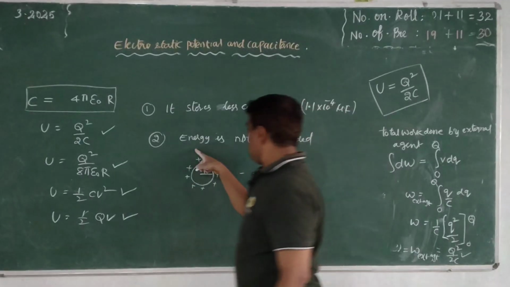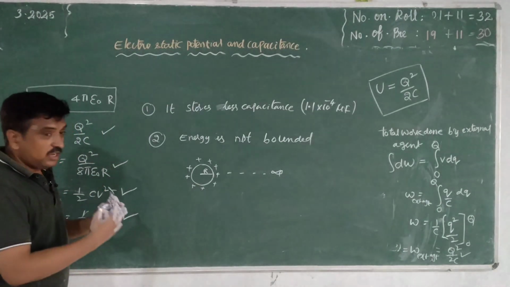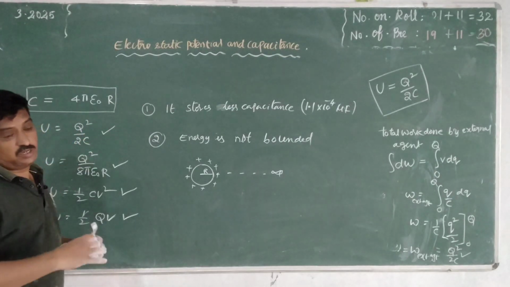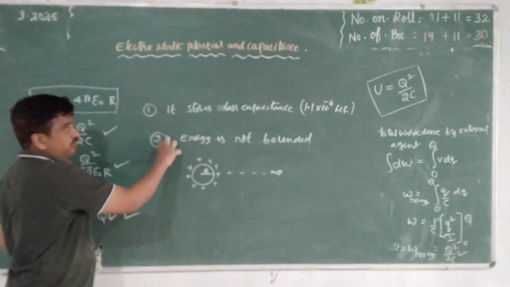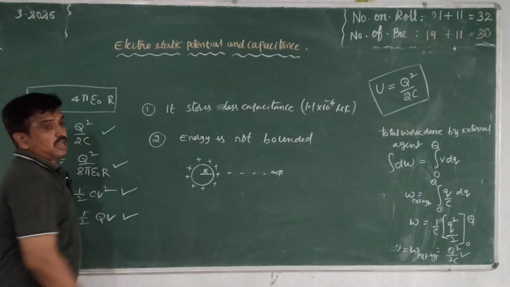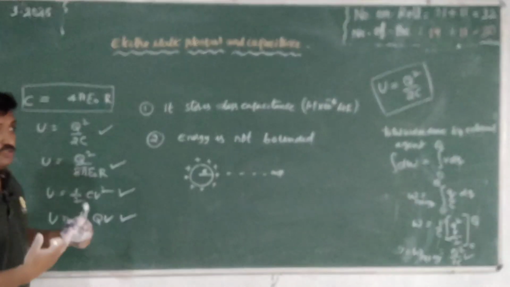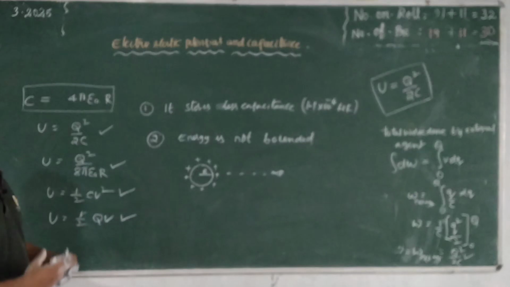In the same way, the energy is not bounded. It will be distributed from the center to infinity, and its energy will decrease. Because of these two defects, the spherical capacitor is rejected. Instead of this, they introduced the parallel plate capacitor. That we will discuss in the next class.